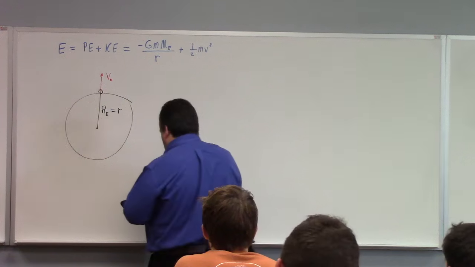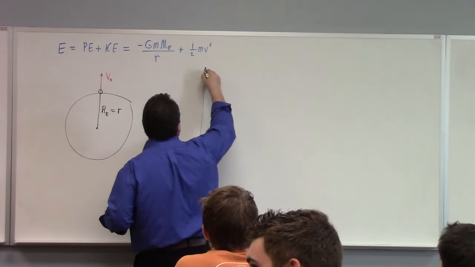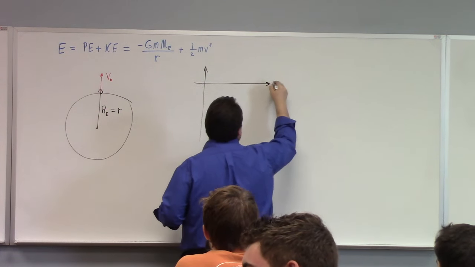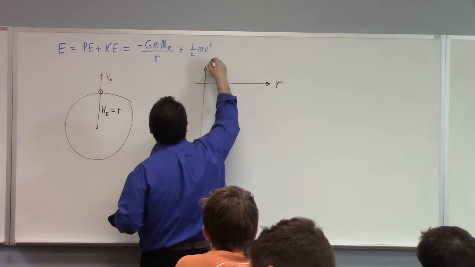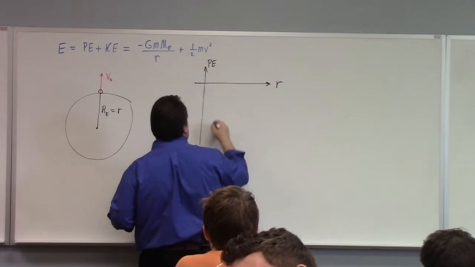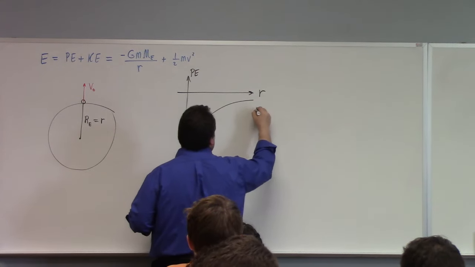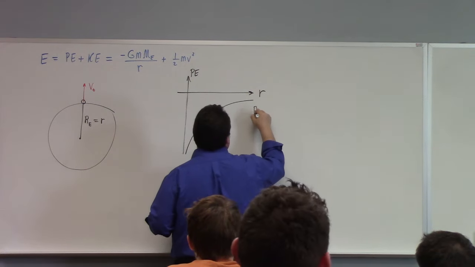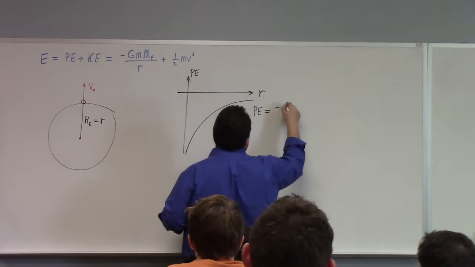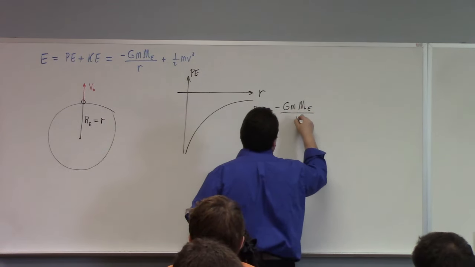So an energy diagram of what's going on here is this. Here is radius, here's potential energy, right? And the potential energy plot looks like what? Like this, right? This is potential energy equal to minus G M_E divided by r.